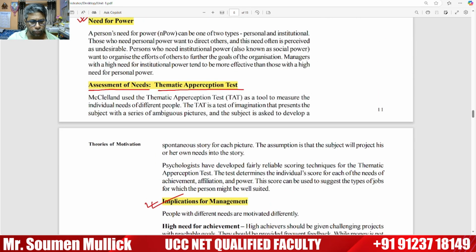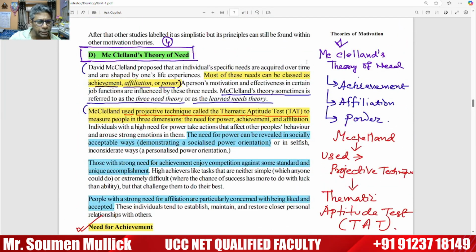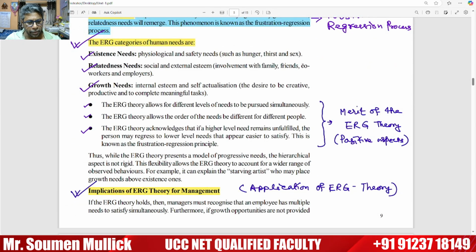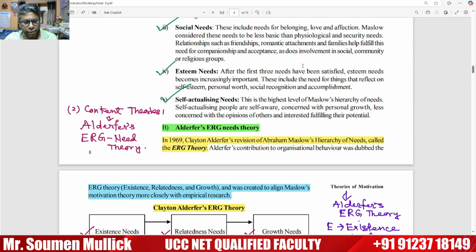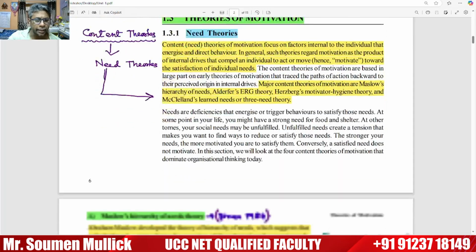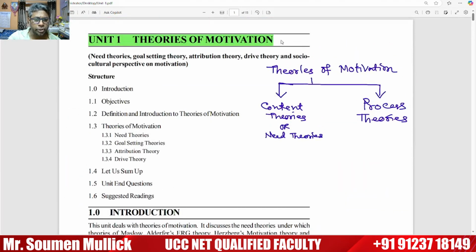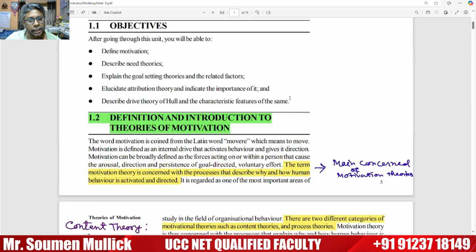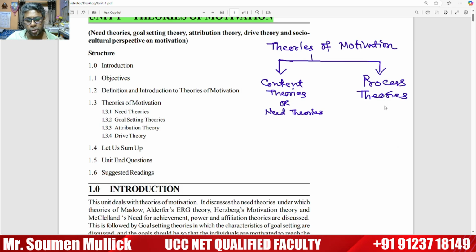So these are the important theories of McClelland, the McClelland theory of needs. In previous videos I also discussed Herzberg's motivation-hygiene factors, Alderfer's ERG theory, existence needs, relatedness needs, and growth needs, and Maslow's hierarchy of needs. All these theories of motivation are based on content theories, or need theories, and process theories. In my previous and current videos, I have already discussed the need theories: Maslow's need hierarchy theory, Alderfer's ERG theory, Herzberg's motivation theory, and McClelland's need theory. In my next class, I will discuss the process theories.